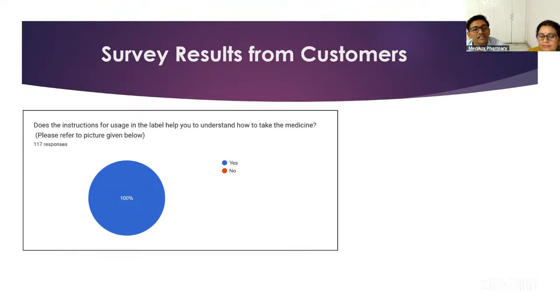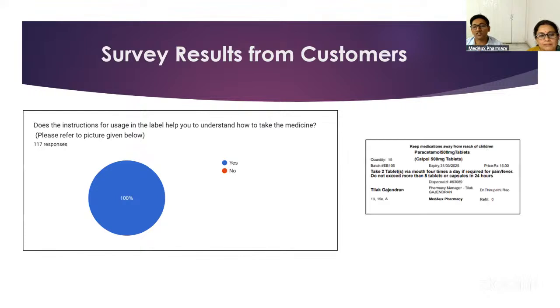We have other things like the instruction on label usage, how to use the medicines. Even though they have a prescription in their hand, sometimes the handwriting is not legible, and patients find it really hard to understand what the doctor has written. So this label with the instruction of usage really helps them, like how to take it, how much they should not exceed, and that sort of information. So you can see it's 100% yes to that.